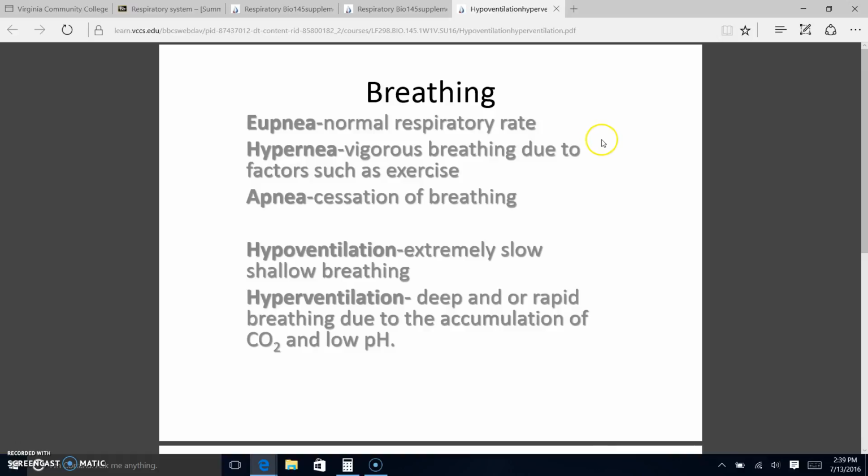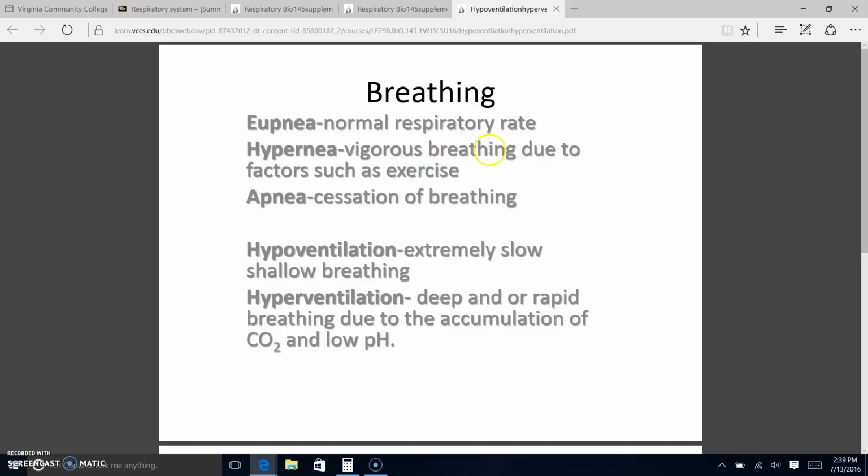Continuing on with these dynamics of breathing, there are a couple of terms that you need to be somewhat familiar with. I bet most of you have heard of the term apnea, but these are terms dealing with breathing. Most of us have heard the term sleep apnea, which means we've quit breathing in our sleep, and of course this can lead to a lot of health risks.